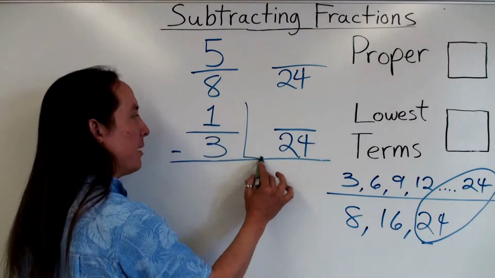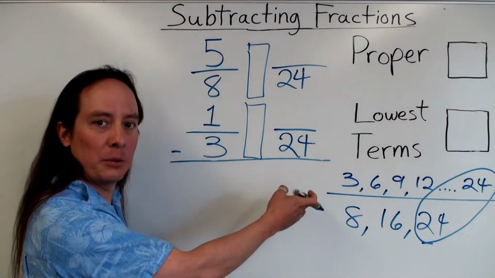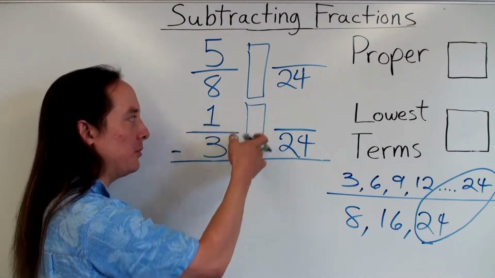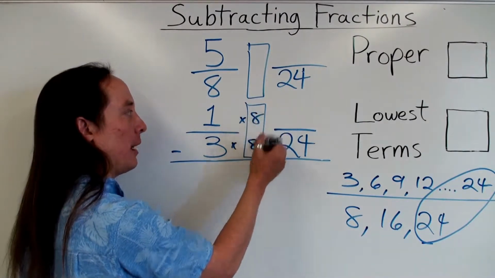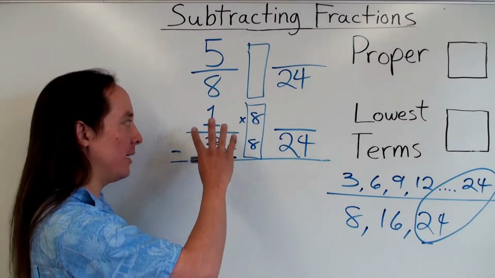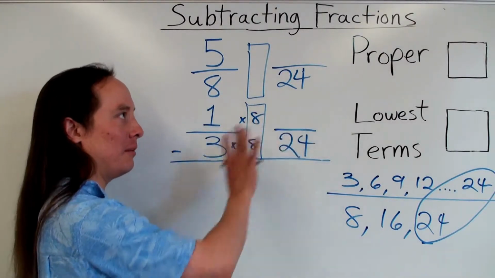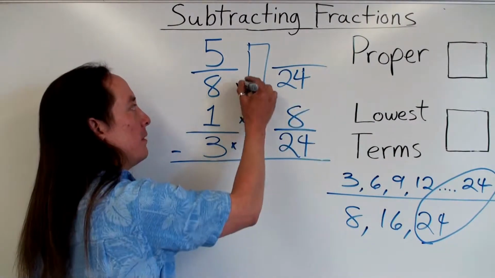And I like to use my little boxes. Okay, so 3 times something is going to equal 24. I need to put that something 2 times in the box. So it's 3 times 8 gives me 24. And I put it 2 times so that I can keep my numbers organized. I'm cataloging the factor by how many times the fraction is getting bigger. So anyway, 1 times 8, 8. Do the same thing here.